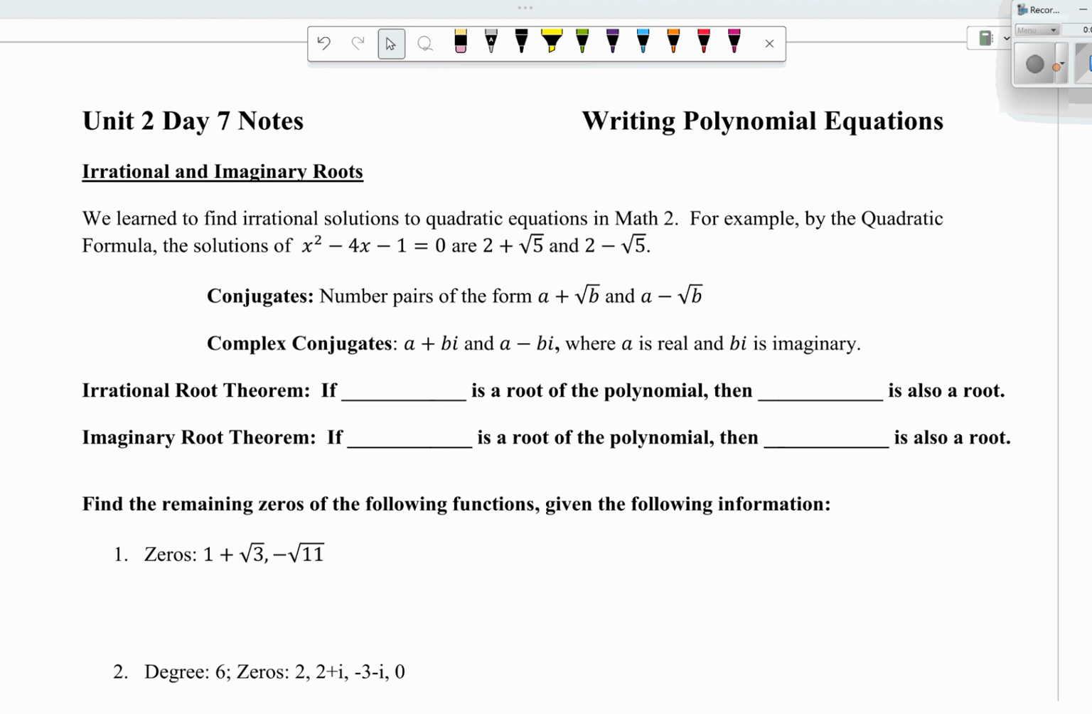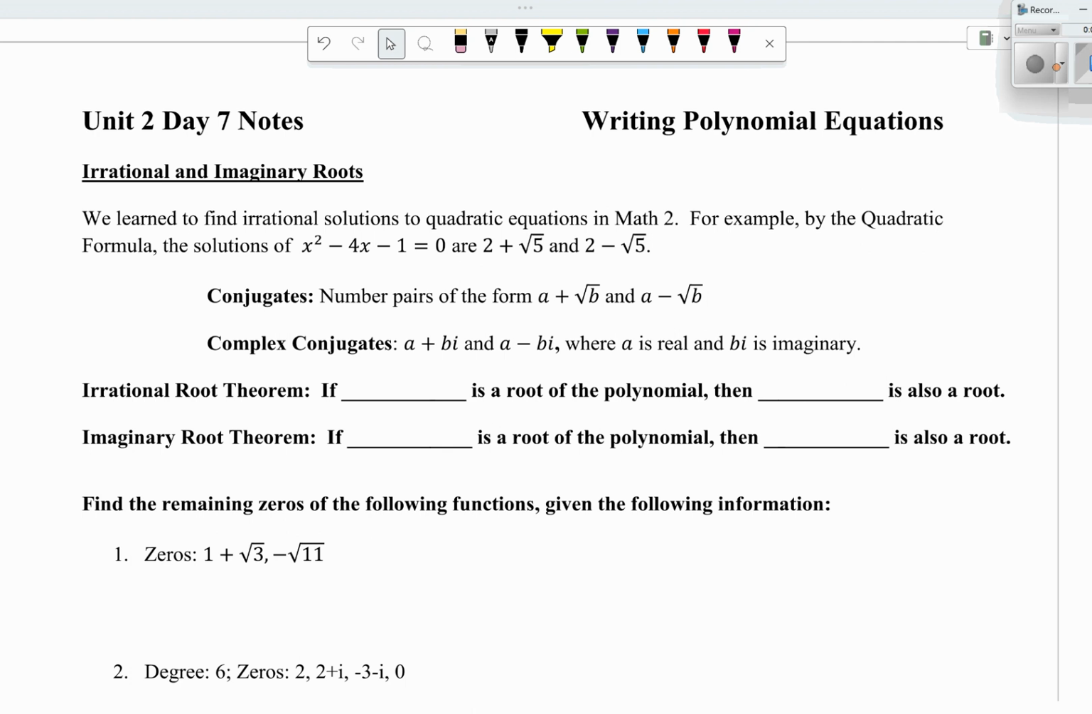Conjugates are number pairs of the form a plus root b and a minus root b. Complex conjugates are a plus bi and a minus bi, where a is real and bi is imaginary. So remember, complex numbers include all numbers, including imaginary. That's why we call these complex conjugates.